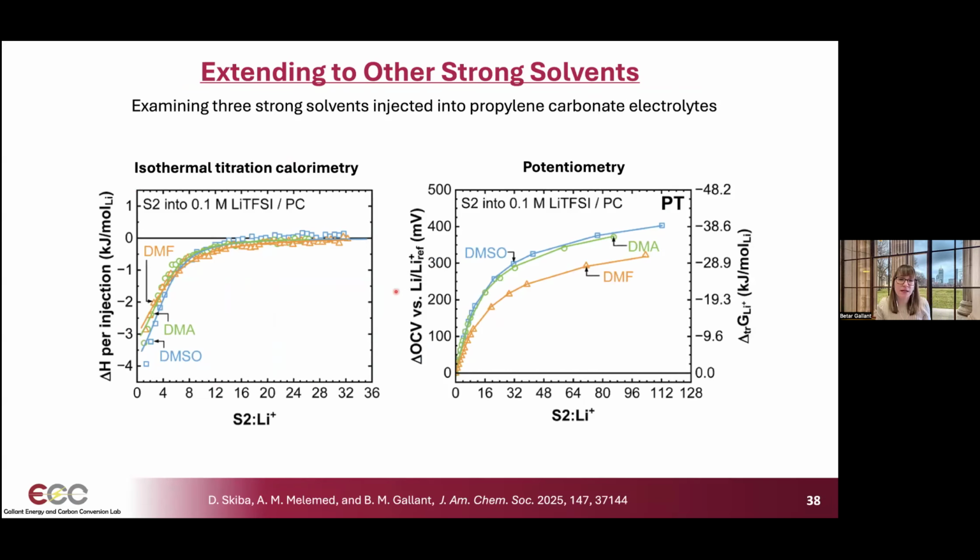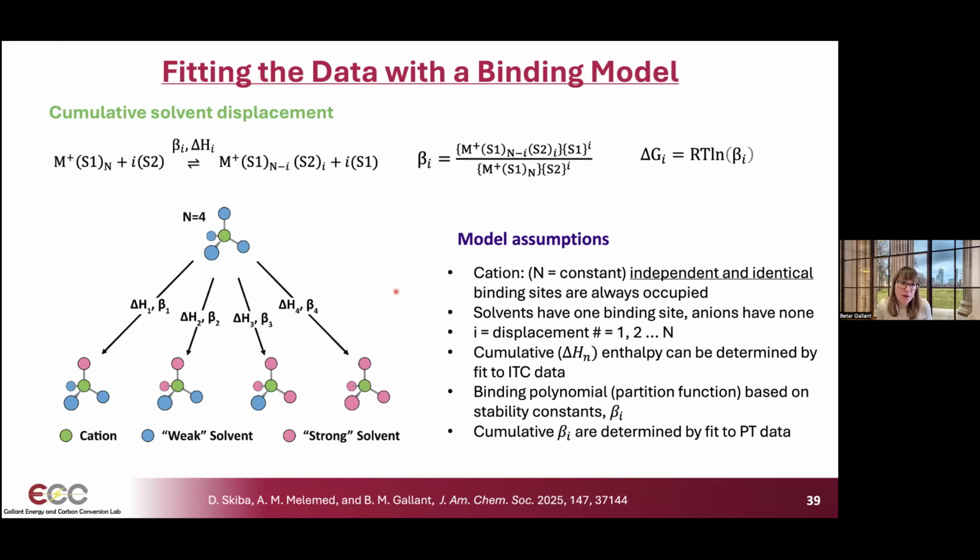And so now we have two data sets. So to unify them, we have to develop a binding model that allows us to fit both of them consistently and then extract the underlying parameters. So I don't have time to get into all of the statistical thermodynamics in this setting. If you'd like to see the details, I refer you to our work.